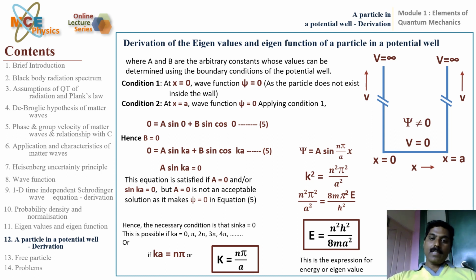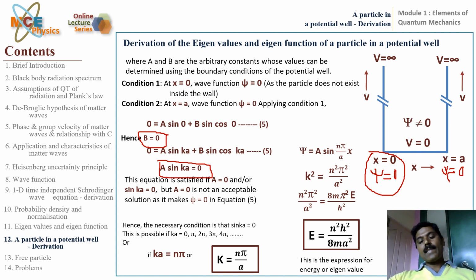What are the boundary conditions? At the first boundary, that is the point where the particle starts moving, x is taken as 0. At the same point, the wave function is also 0. Due to non-availability of particle inside the wall of the well, we take this boundary condition, and substituting these values, we could get the value of b equal to 0. And the second boundary condition, that at x equal to a, psi is again 0. On putting this value, we could get the expression a sin ka is equal to 0.